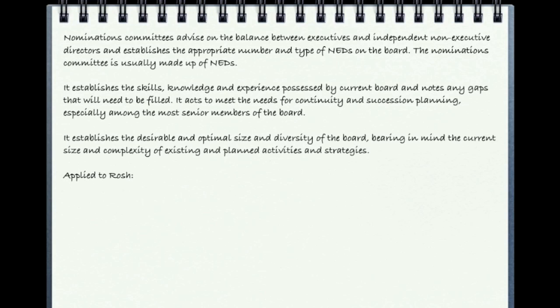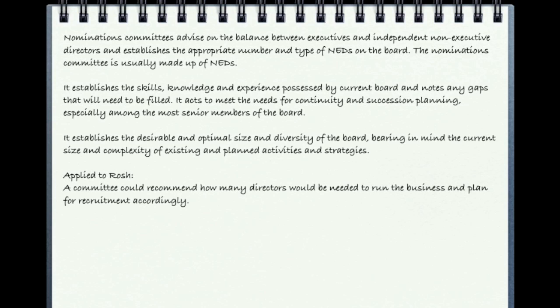When it comes to Roche, there are a few things that the nomination committee could help with. First of all, it could recommend how many directors would be needed to run the business and plan for recruitment accordingly. So they could actually explain how many are required. We can see that there aren't enough non-executive directors on the board, so by having a nominations committee they could identify that and then rectify it.